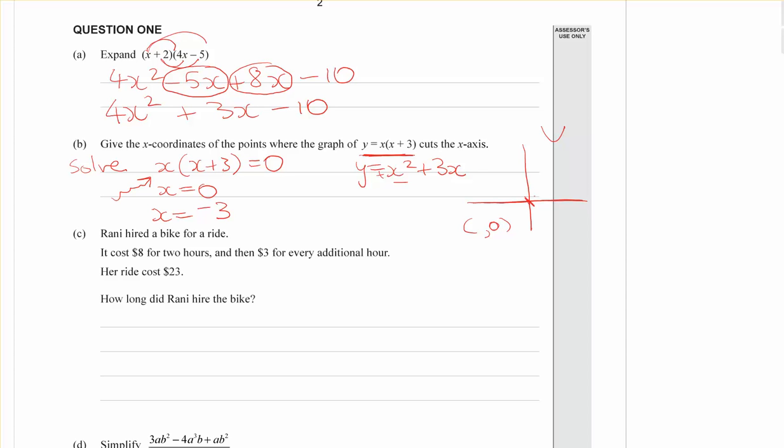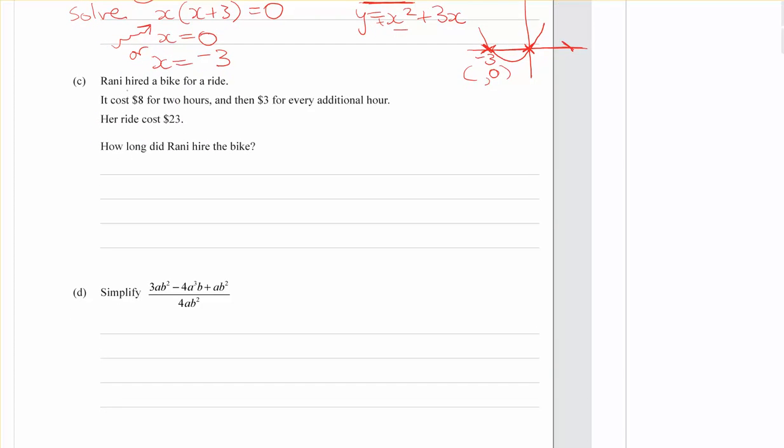So my x-intercepts, one is at 0, one is down here at negative 3, so the parabola actually looks like that. Now it says give the x coordinates, so I've done that, x equals 0 or x equals negative 3. If you're a bit rusty on that, you might need to do some revision on parabolas and in particular graphs of quadratics. Okay, part C, you can pause and read the question for yourself, have a go at it yourself if you like, and then follow along and see if you were right.